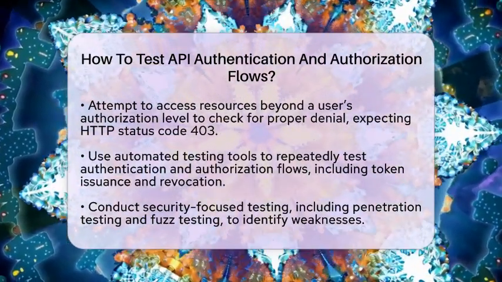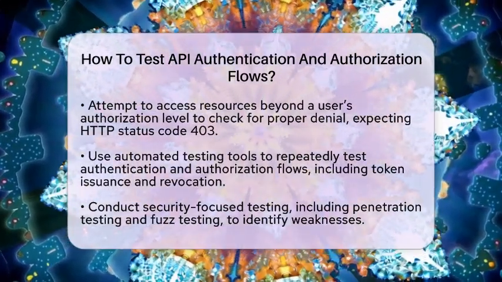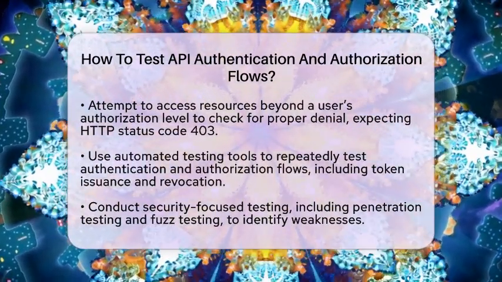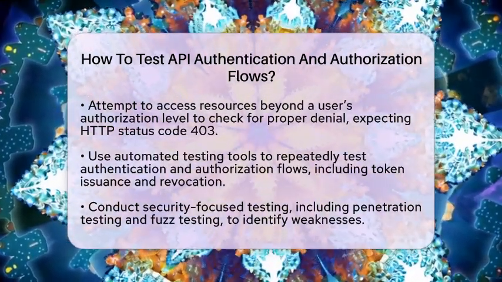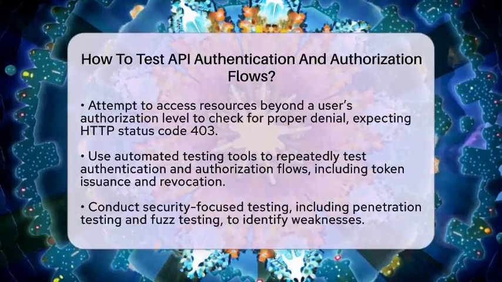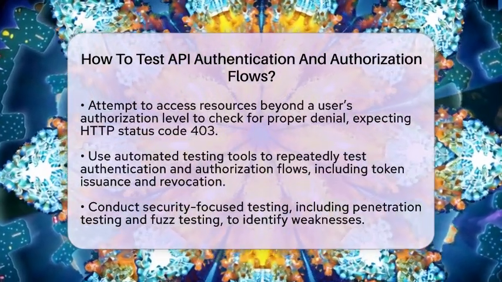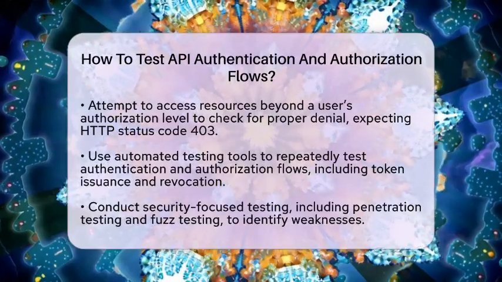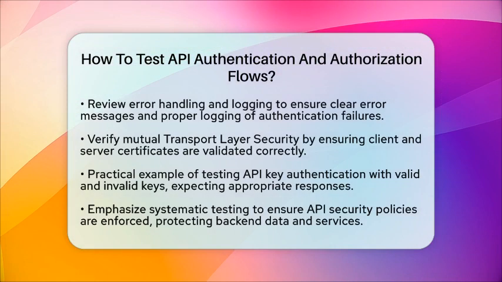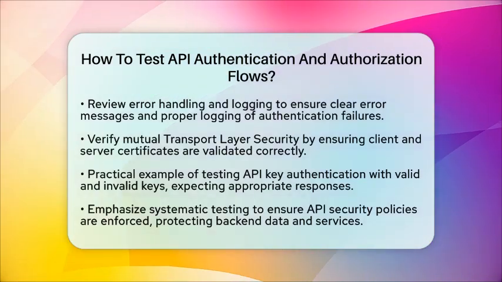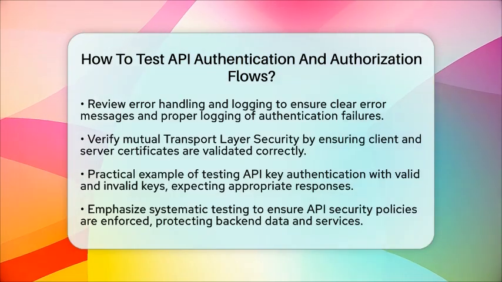Review error handling and logging as well. Make sure the API provides clear and consistent error messages without exposing sensitive information. Confirm that authentication failures are logged for auditing and monitoring purposes. If your API uses mutual transport layer security, verify that both client and server certificates are validated properly. Connections should be refused if certificates are invalid or missing.